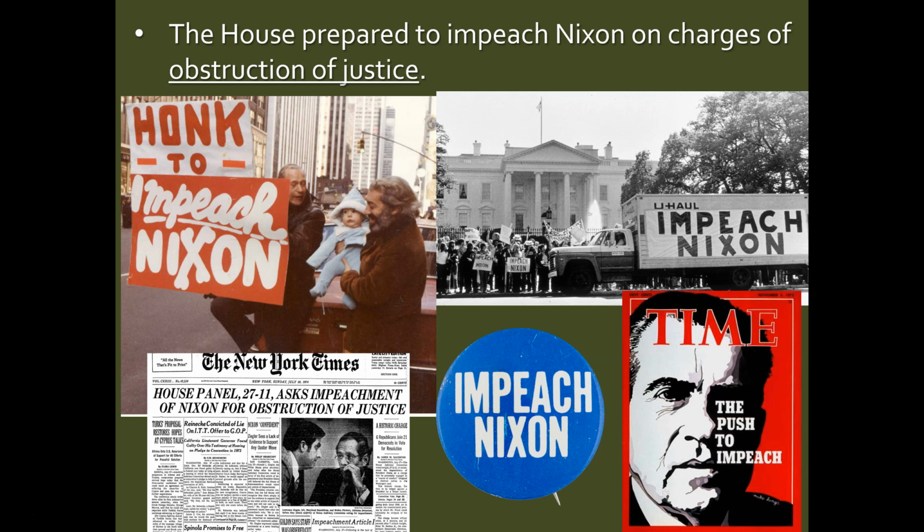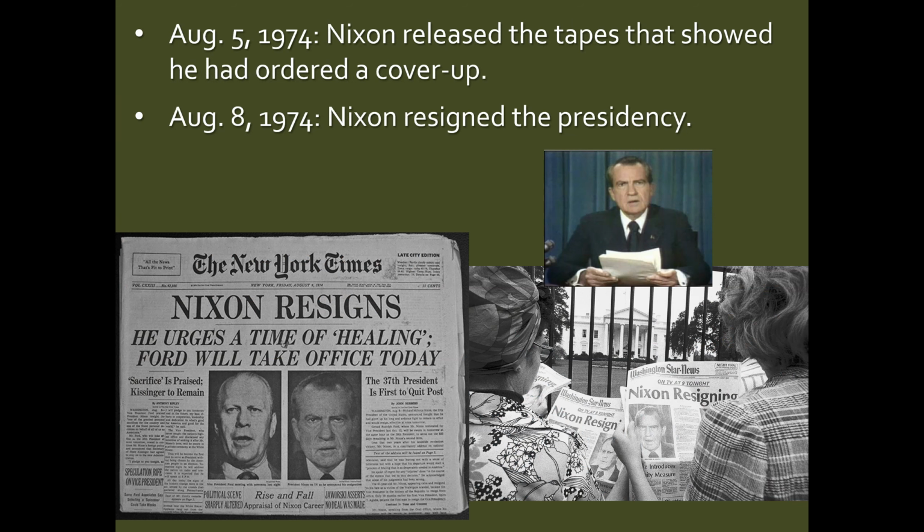Now, as the tapes are being turned over, the House of Representatives begins preparing to impeach Nixon on charges of obstruction of justice. And I think obstruction of justice certainly fits the crime, right? If you're looking at it from not Nixon's perspective, that certainly looks like obstruction of justice. Firing people involved in the case, hiding your tapes. That looks like obstruction of justice. So Nixon finally turns over the tapes, and they certainly make him look very guilty of ordering a cover-up.